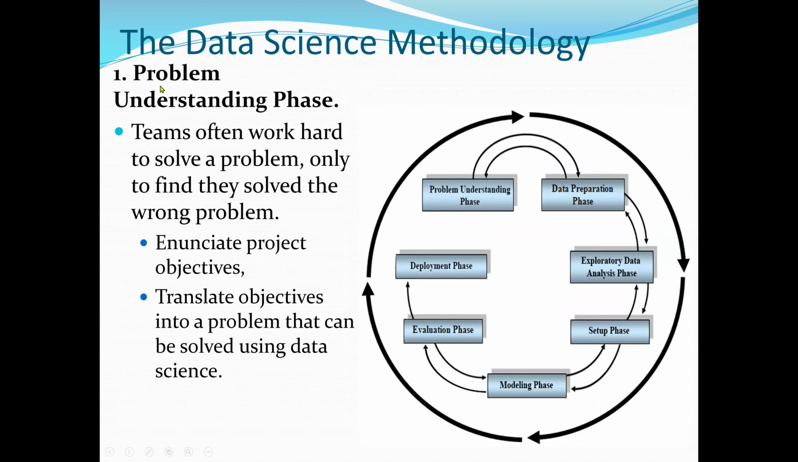So first we start with the problem understanding phase. Here we say that teams often work hard to solve a problem, only to find they solved the wrong problem. So first thing we need to do is to understand the problem that we want to solve: the main objective, what should be the input, what should be the output, or the idea of the whole problem. So we need to translate the objectives into a problem that can be solved using data science. So the first phase, again, is understanding the problem.